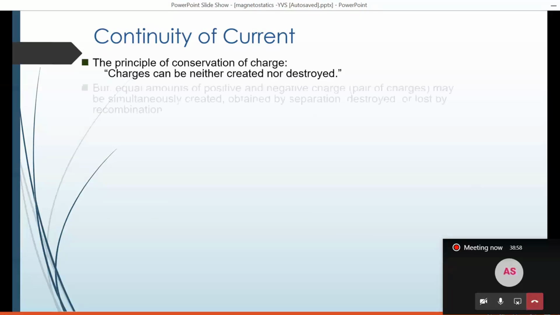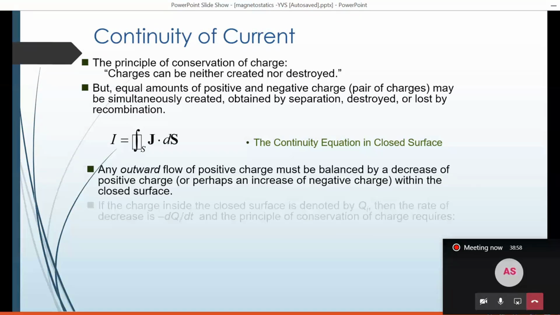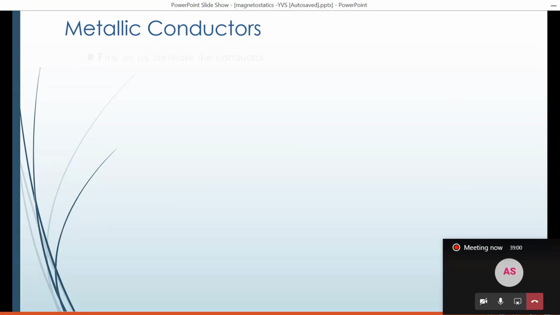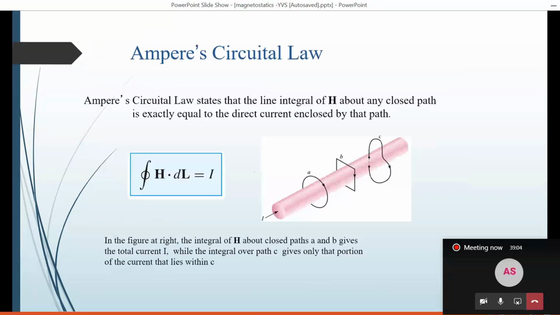Now we will move towards the next law of magnetostatics, that is Ampere's circuital law. Ampere's circuital law states that the line integral of H about any closed path is exactly equal to the direct current enclosed by that path. This Ampere's circuital law is analogous to Gauss law. The closed line integral of H gives us the current enclosed.